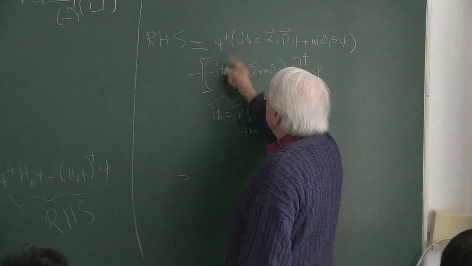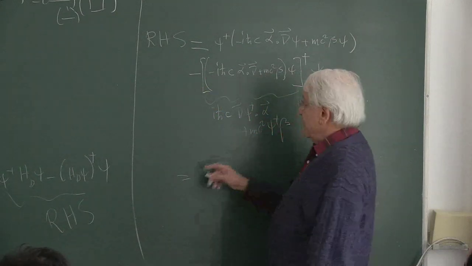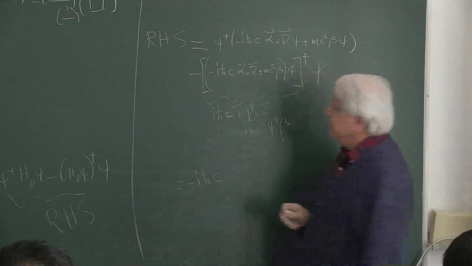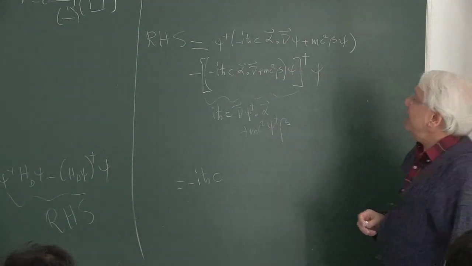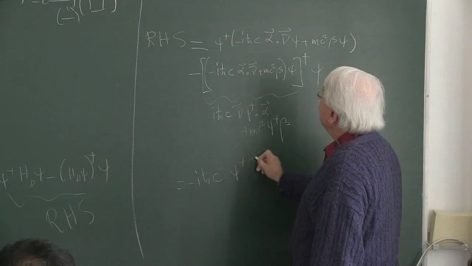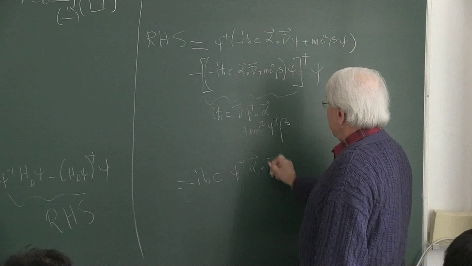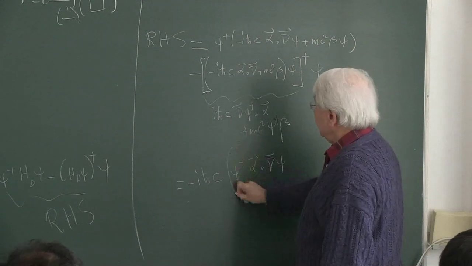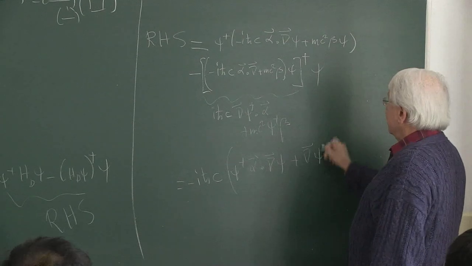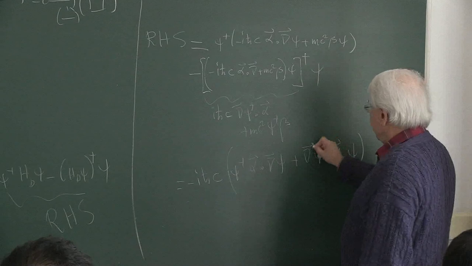There is a minus sign in here. There was minus, became plus, and there is an overall minus. Therefore, there is an overall minus iħc. And what is left over is psi dagger alpha times del psi. And here, del psi dagger alpha and psi.